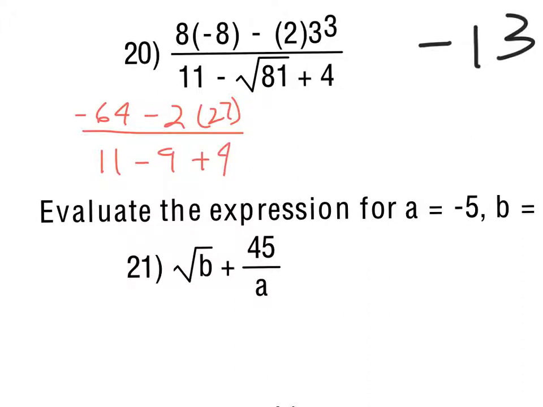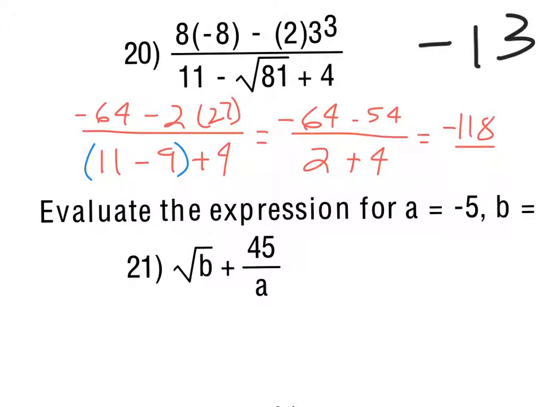And there we go. In the numerator, what I can do next is multiply. So negative 64 minus the 54. And in the denominator, with subtracting and adding, I have to do that from left to right. So 11 minus 9 first. We get 2 plus 4. In the numerator, I just do that subtraction. We'll get negative 118, and that goes over 6.